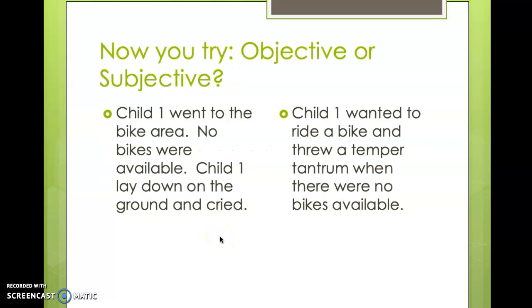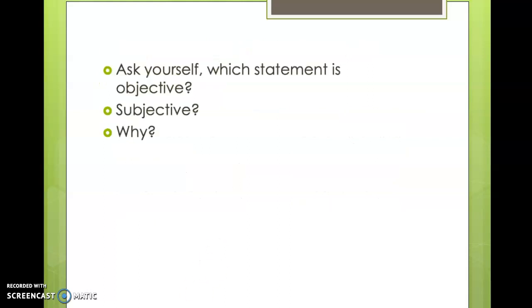Now you try on your own. Child 1 went to the bike area. No bikes were available. Child 1 lay down on the ground and cried. The next one, Child 1 wanted to ride a bike and threw a temper tantrum when there were no bikes available. Ask yourself which statement is objective, which one is subjective, and why.